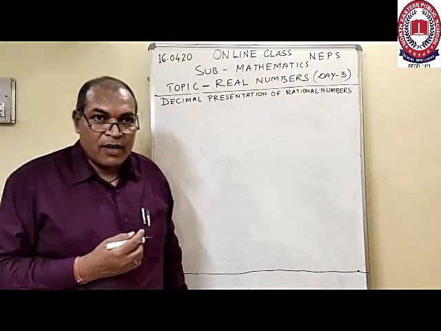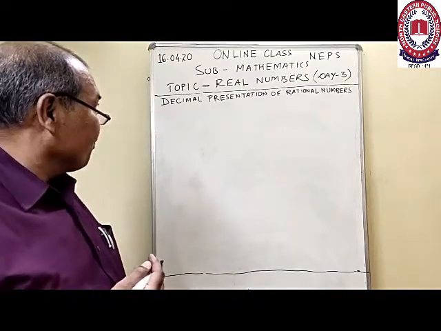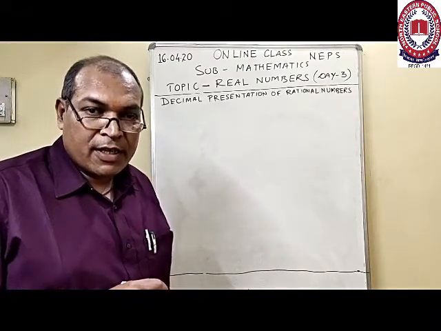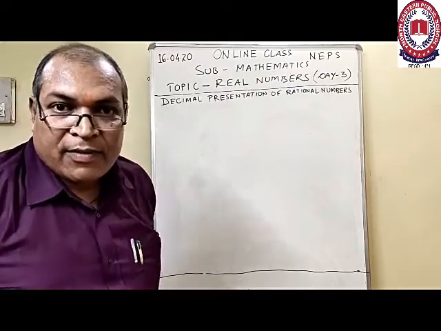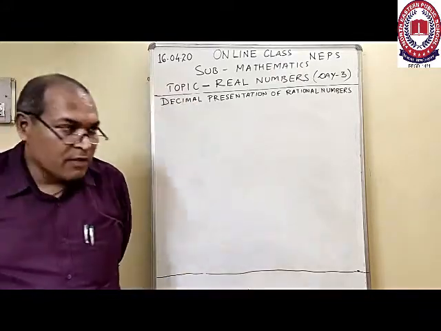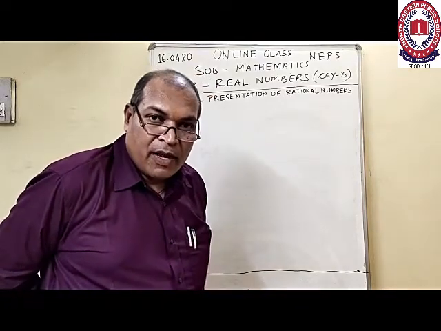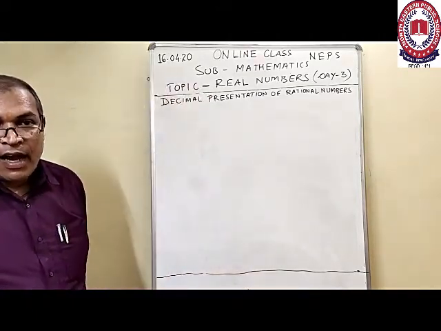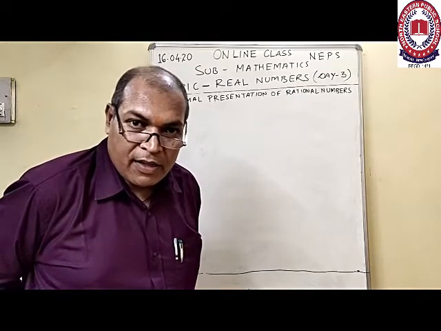Yesterday we discussed real numbers, how to find LCM and HCF of two positive integers using the prime factorization method. For that, I discussed the fundamental theorem of arithmetic. It is: every composite number can be expressed in the form of its prime factorization, and each prime factorization is unique, apart from the order in which the prime factors occur.